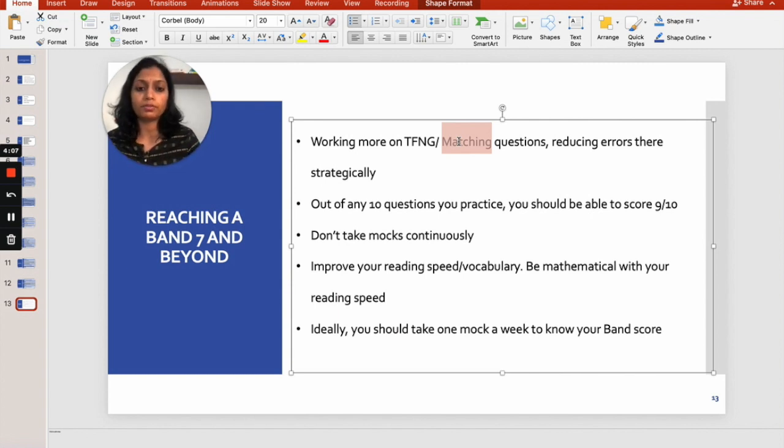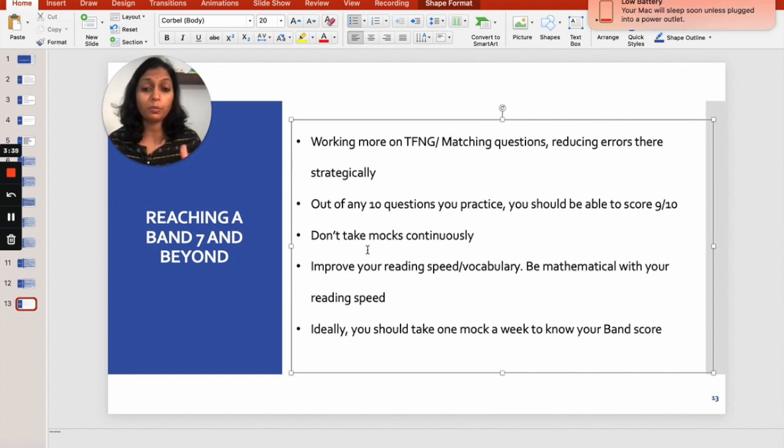It's an ongoing process. This is how you approach the reading section, and I hope I've answered most of your queries about how you get started, what you do if your score is not improving, and how you handle a bigger passage and how you handle unknown vocabulary.